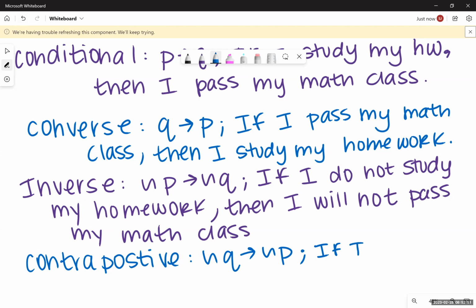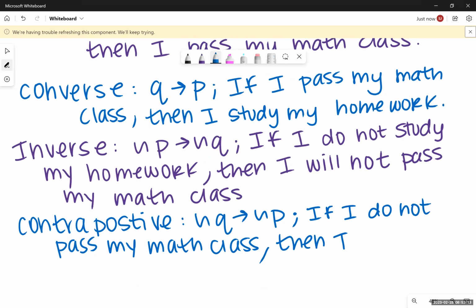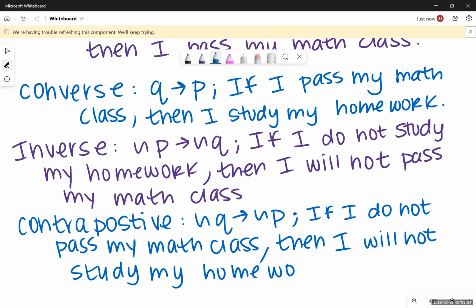So if I do not pass my math class. Okay, that was the antecedent, comma, consequent, then. And the if-then is what makes it a conditional. You leave that off, you're really not telling me a conditional statement. Then I will not study my homework. I think a lot of people have had this happen before, and from that point forward, they do not do their homework because they don't think it helps, and then they fail again. Does that make sense, y'all?